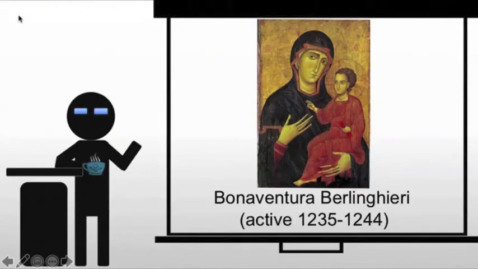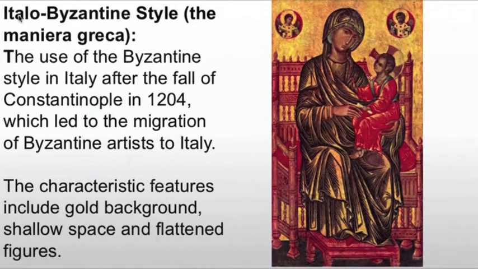Now we're going to deal with Bonaventura Berlinghieri. And he's one of the leading artists of something known as the Italo-Byzantine style. Now, what you need to understand from a historical perspective in terms of painting is after the fall of Constantinople in 1204, there's a migration of Byzantine artists to Italy, which had a strong influence on very early Italian Renaissance art. And so the Italo-Byzantine style is this use of the Byzantine style in Italy after 1204.